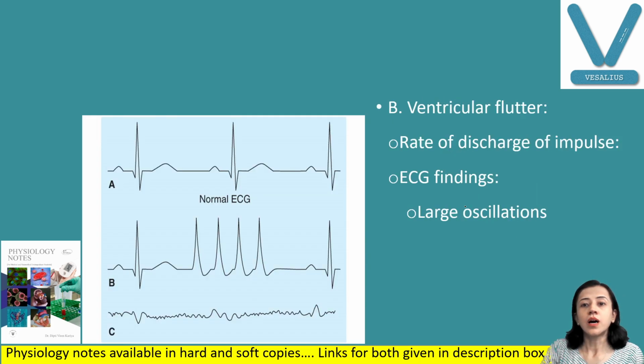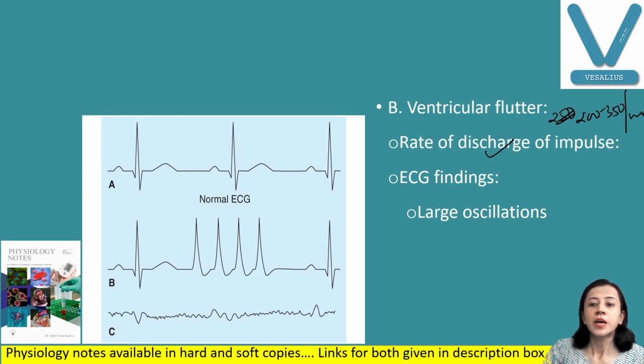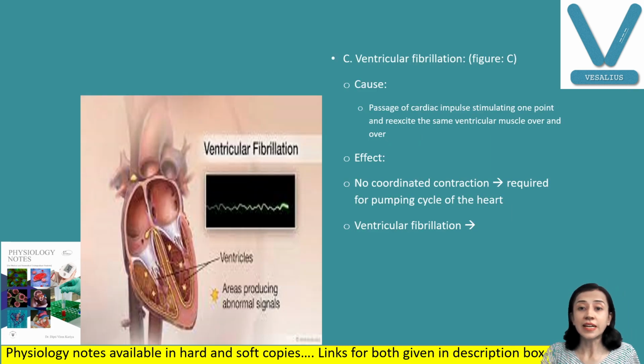Okay. Other is ventricular flutter. Here the rate of discharge of the impulse increases, and in the ECG finding we have again flutter. If it is flutter, the rate of impulse discharge is 200 to 350 beats per minute. Okay, and we find large oscillations like hairpin curves which are present. Then the third one is ventricular fibrillation. Here what happens, the rate is further increased, in the same way as in atrial fibrillation. The rate of discharge of impulse is 350 to 500 per minute.